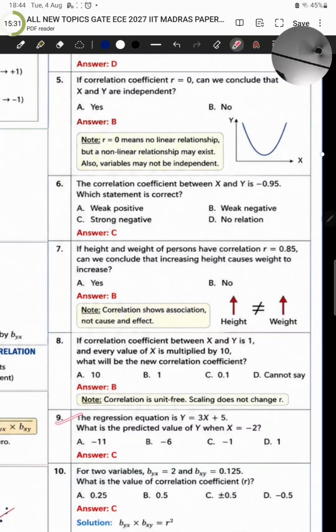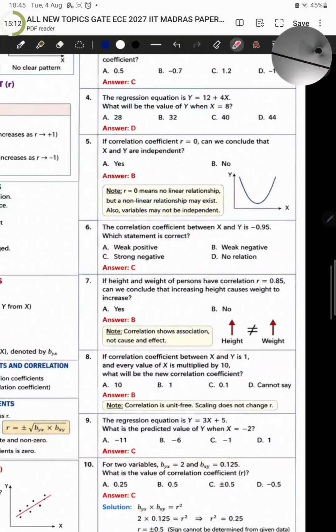Now the next question. The regression equation is y equals 3x plus 5. What is the predicted value of y when x equals -2? If we put x equal to -2, then we get y equal to -1. That is the answer.